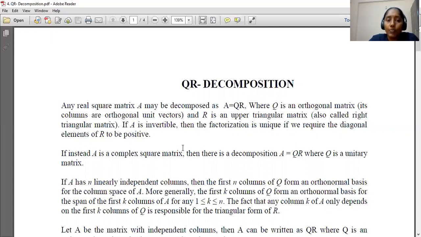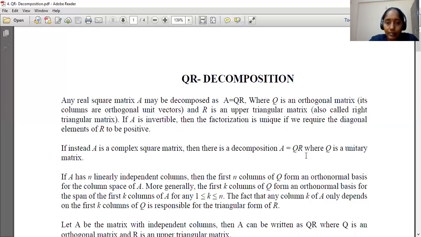If A is a real matrix, then Q is the orthogonal matrix. If A is a complex square matrix, then there is a decomposition A equals Q into R, where Q is a unitary matrix and R is the upper triangular matrix. If A is a complex square matrix, then Q is the unitary matrix and R is the upper triangular matrix.